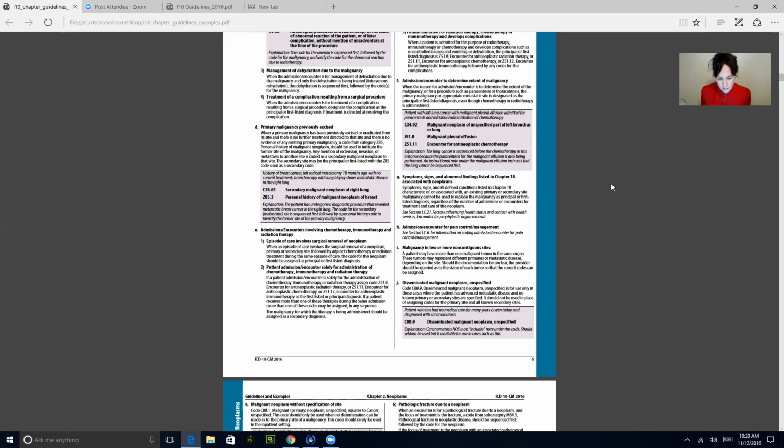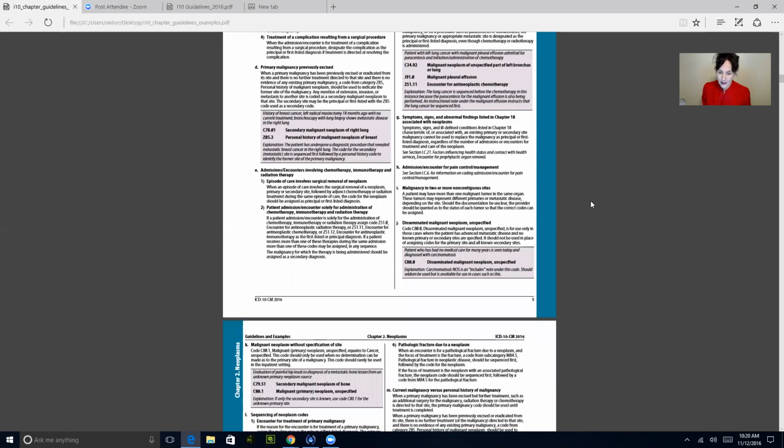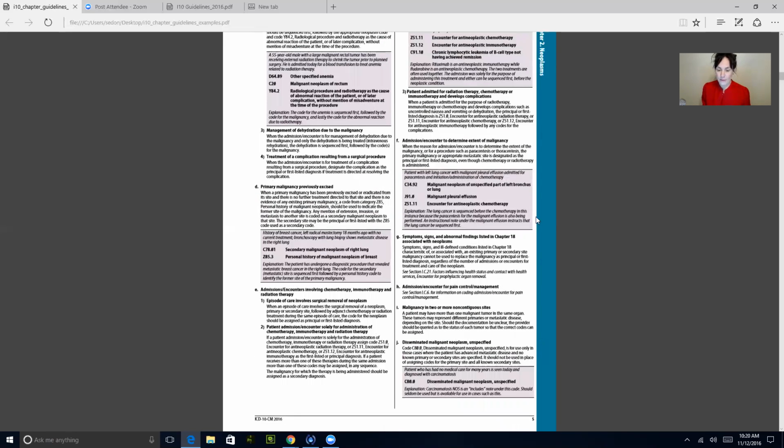And our rationale given is the patient has undergone a diagnostic procedure that revealed metastatic breast cancer in the right lung. The code for the secondary metastatic site is sequenced first, followed by a personal history code to identify the former site of the primary malignancy. So that's a lot to retain. That's why I say it's really important that you just know where these things are in your book so that you can cover them and reference them while you're taking the exam.